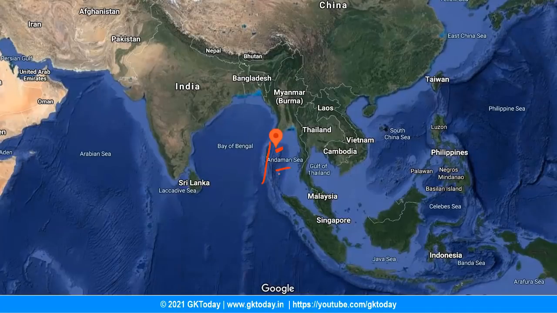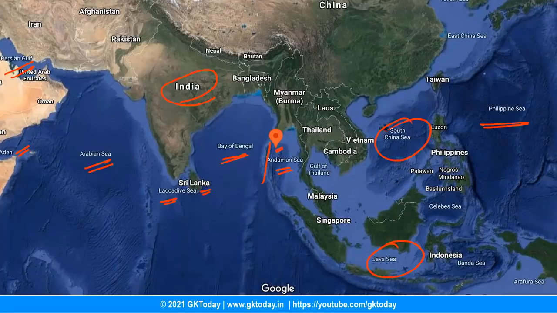This is Andaman Sea, this is Bay of Bengal, Lakshadweep Sea, this is Sri Lanka, this is our country, this is Arabian Sea, Persian Gulf, Gulf of Aden, this is Java Sea, South China Sea, this is Philippines Sea and East China Sea. Answer in comment box what is the name of this particular strait.